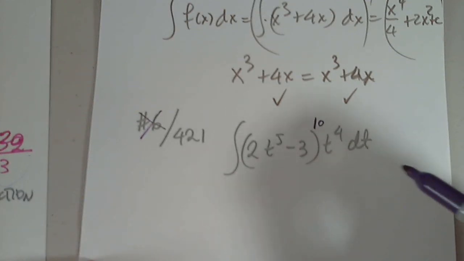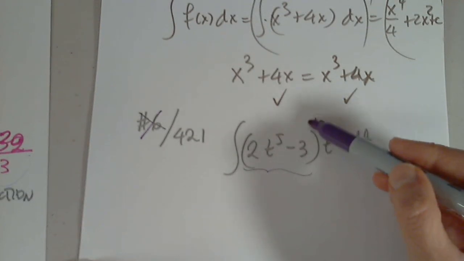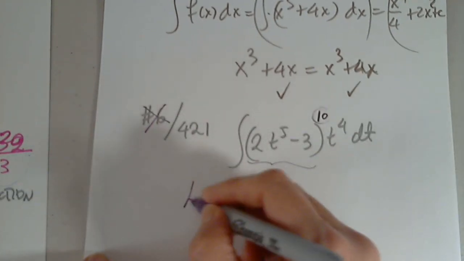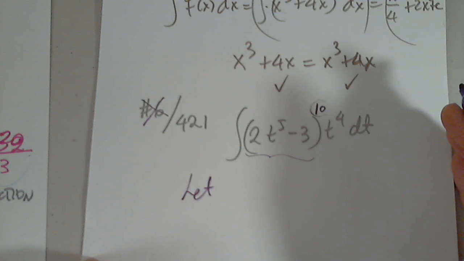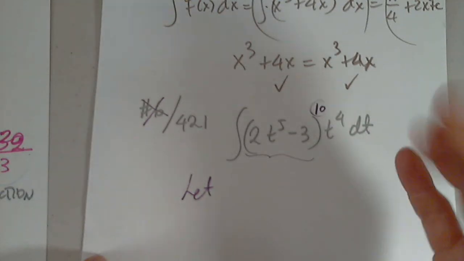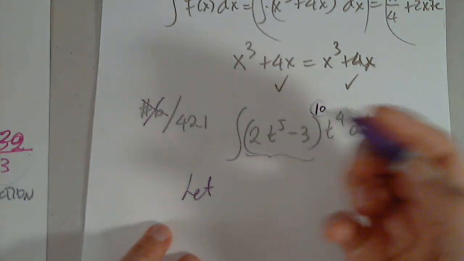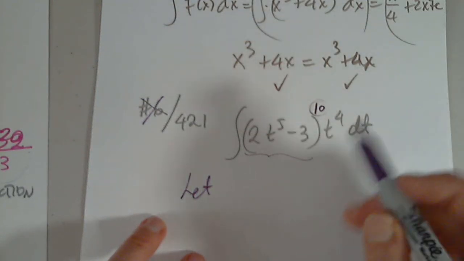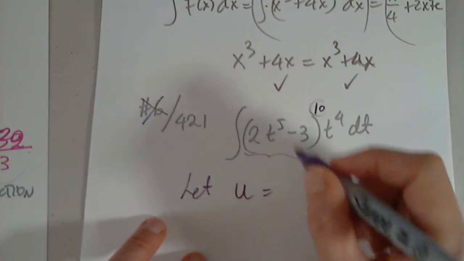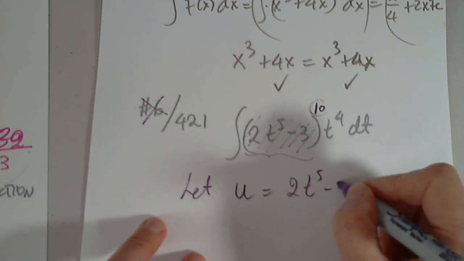I notice one thing, that this is a problem for me because of the power. I'm going to say give me any letter but t, any letter you would like to use. X is good, but X is normally, so let's make it so it sounds like a function. Let's say either y or u. Okay, let u be this expression, 2t to the 5th minus 3.